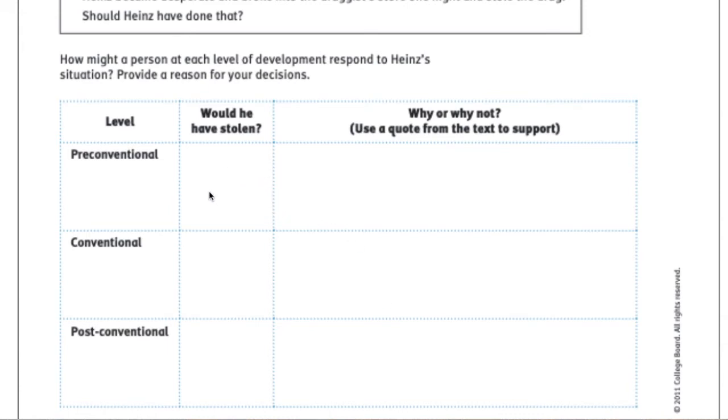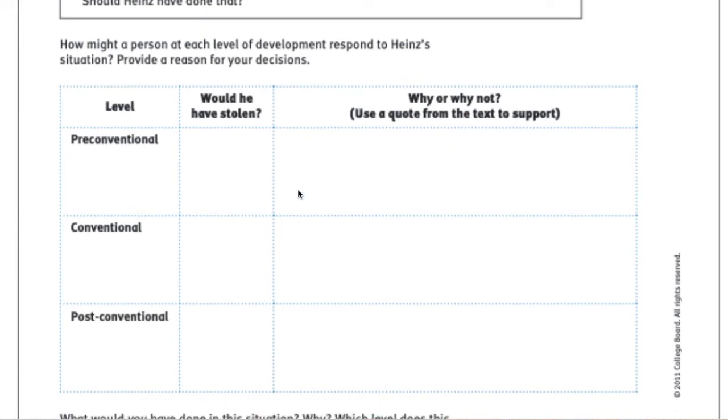If he was pre-conventional, would he have stolen? If he's conventional, would he have stolen? If it was post, would he have stolen? And why or why not? So this should be recreated either on a Word document or on a piece of paper. And this is also going to be part of what you're going to submit on Schoology.